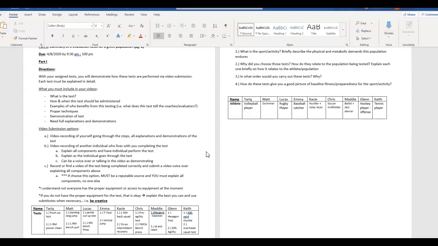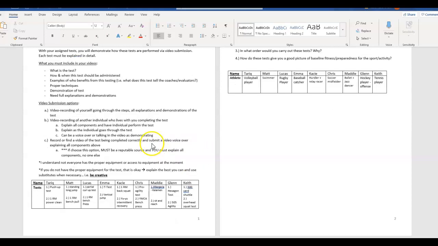So for example, what does this test tell the coaches and evaluators? Remember, we talked about reliability and validity. Is this the correct test that we should be applying to this athlete to give us a good baseline testing of where they are fitness-wise for their specific sport? You're going to explain any proper techniques involved. You're going to demonstrate the test. And you need full explanations and demonstrations, okay?